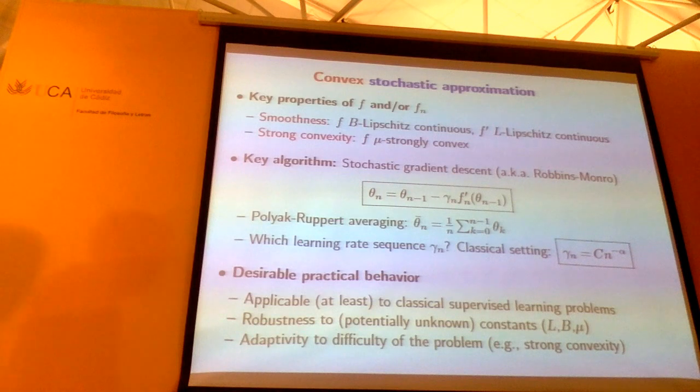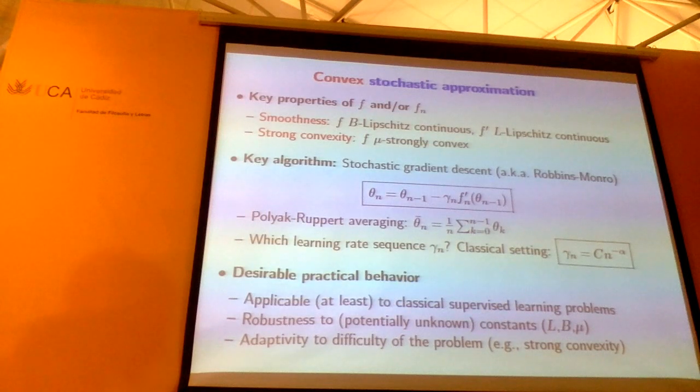In terms of behavior, you want this to be applicable to supervised learning. One problem is robustness and adaptivity. This may look like a very minor issue, but in practice, this is the difference between something that works and something that doesn't work. What is robustness? Robustness is, do I need to know the constants in advance? For example, L and mu and B, those are the constants. I can estimate them, but often I get very loose bounds. Being robust means that even if I give a bad value, I get a good behavior.